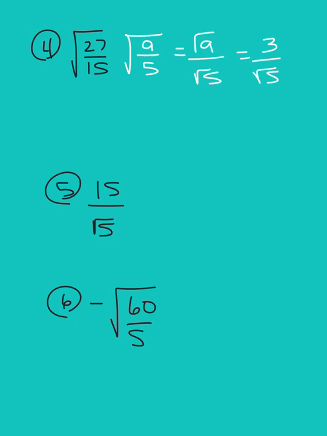5 can't be simplified. So again, here comes my step where I'm rationalizing the denominator. So I have the square root of 5 over 5. So my final answer there is 3 root 5 over 5.